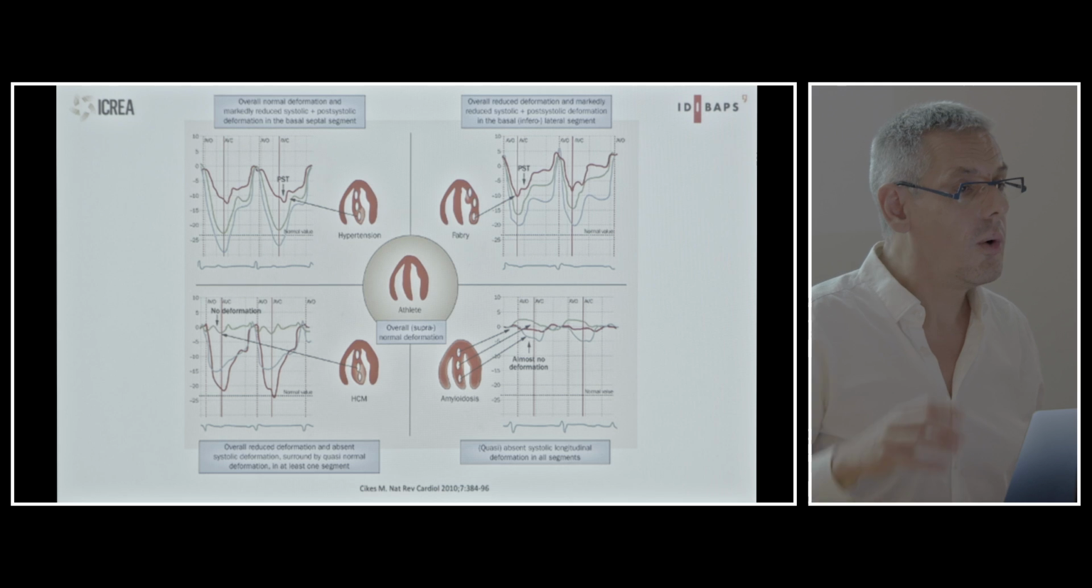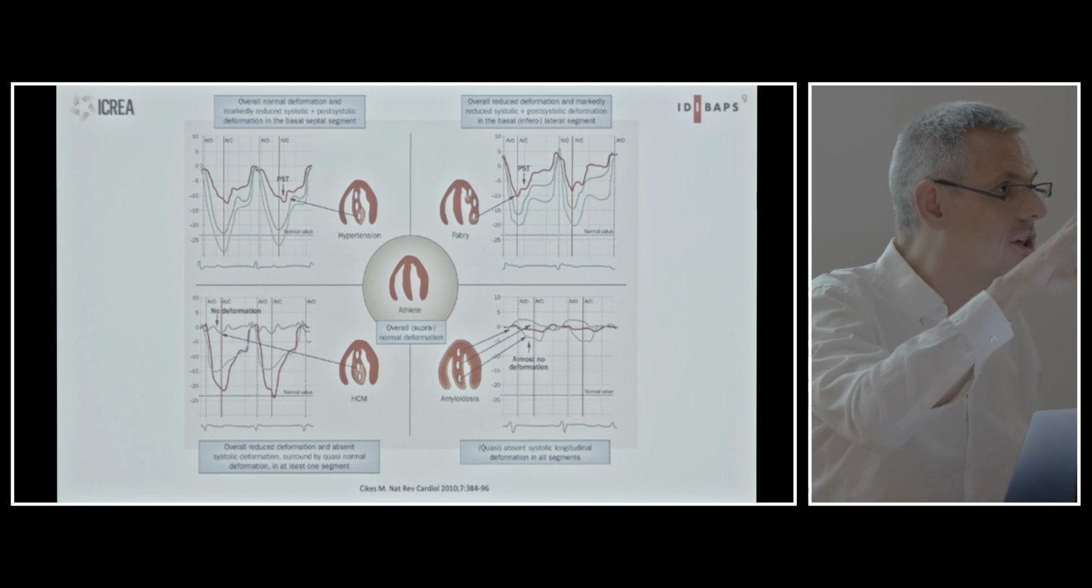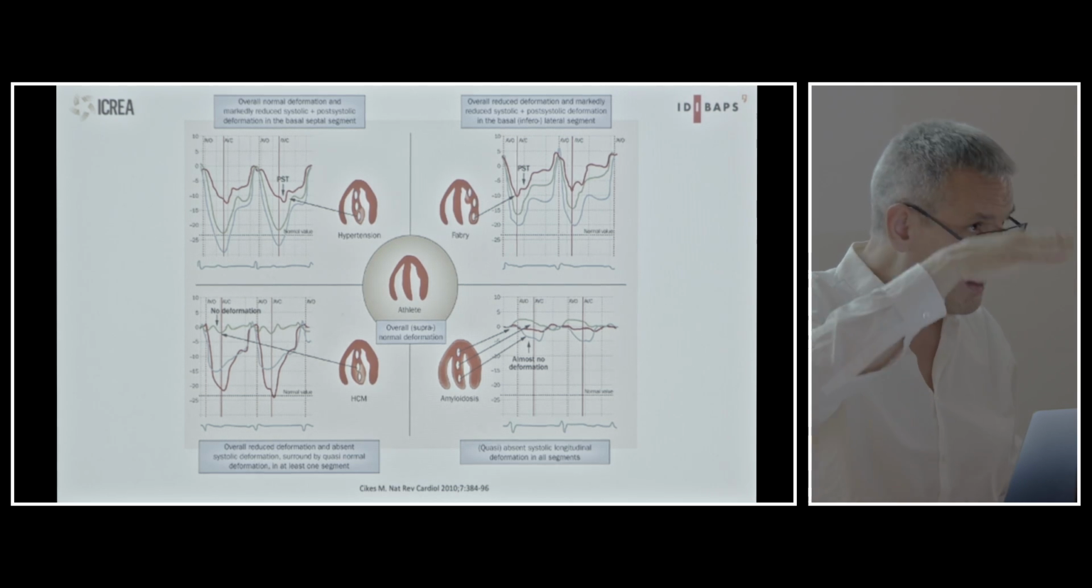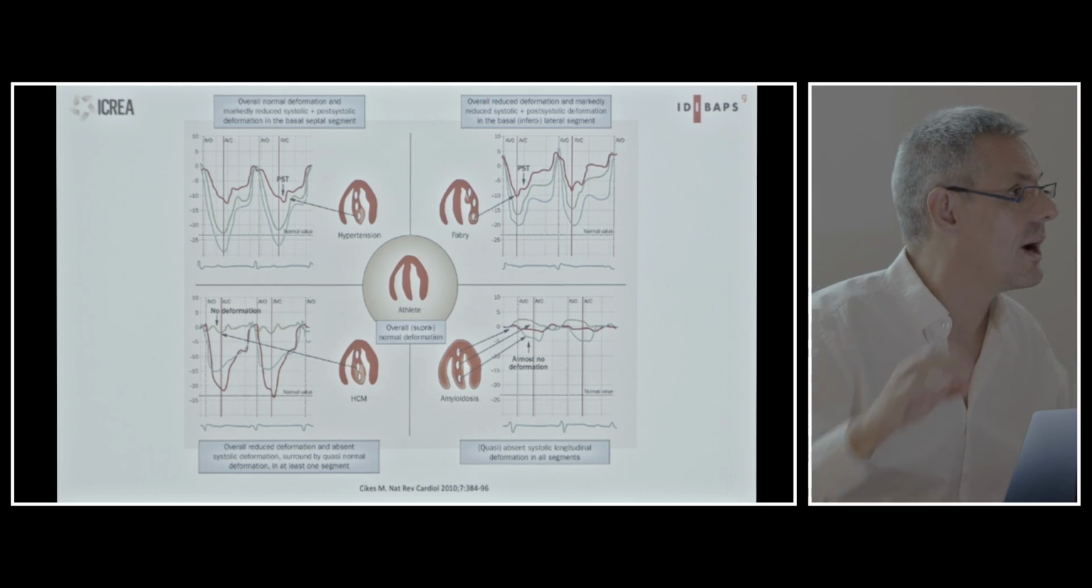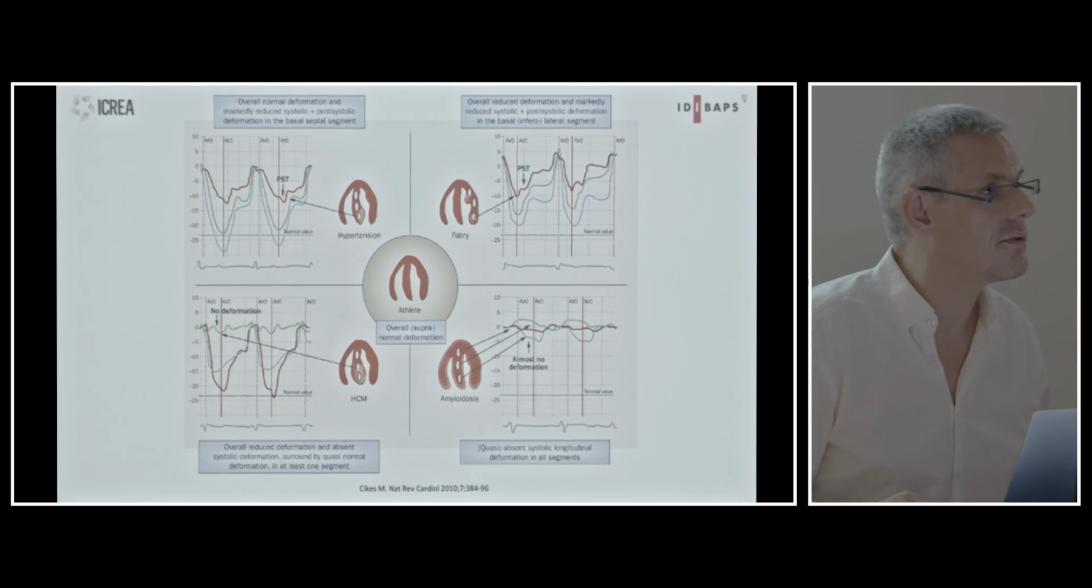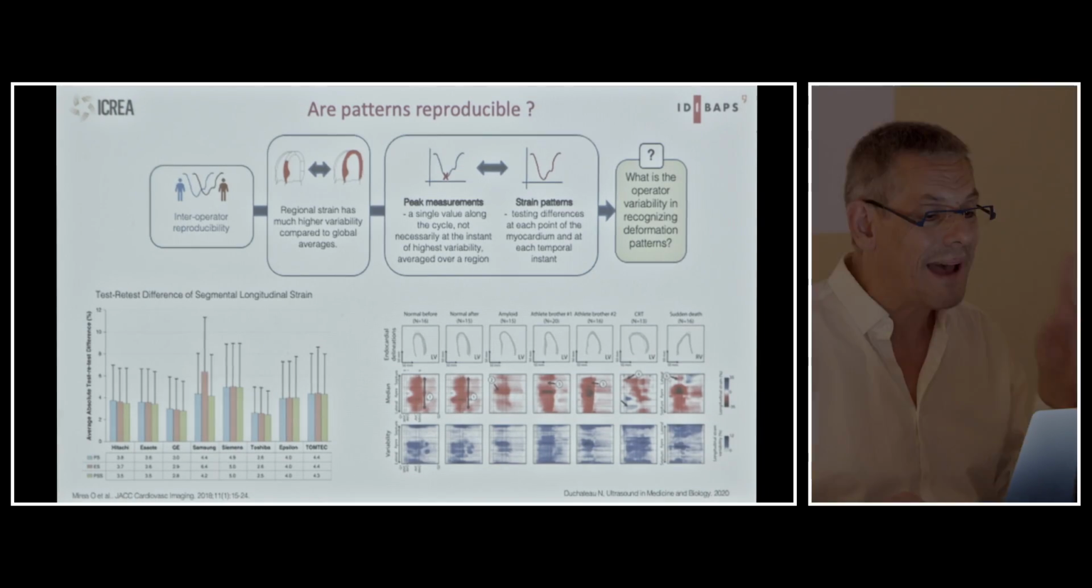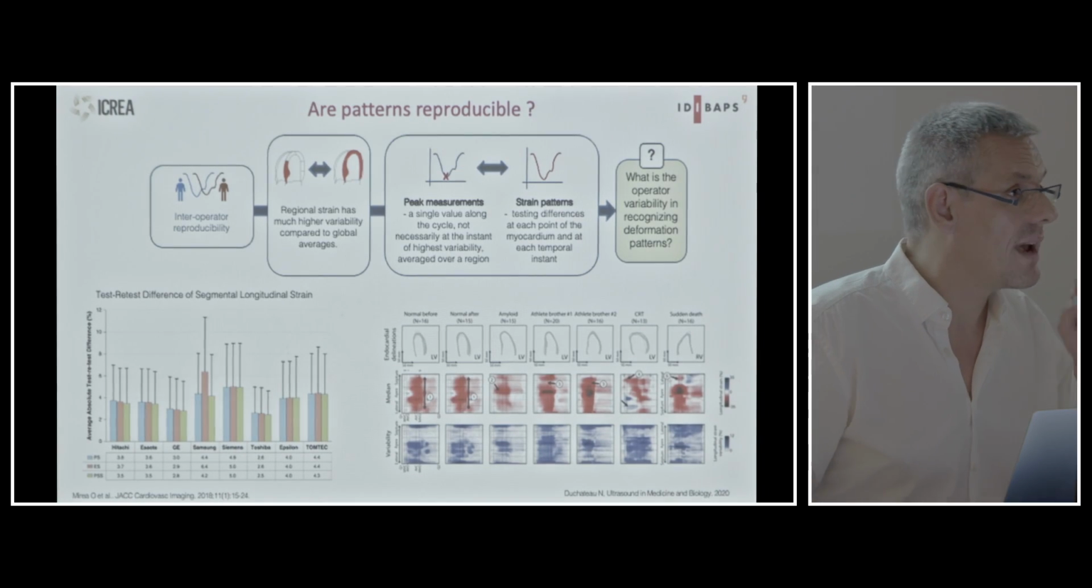So if you start to look at deformation patterns throughout the ventricle, and try to link that to the physiology that you know, you can actually figure out the different etiologies. And I think this is very important. So it's really strain patterns which matter, not strain values.